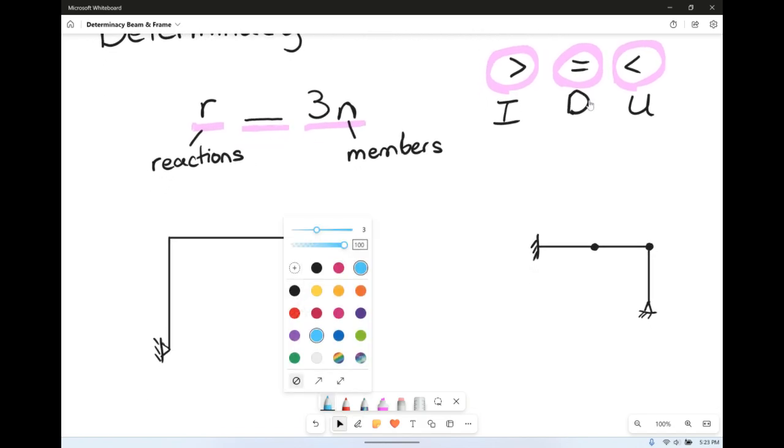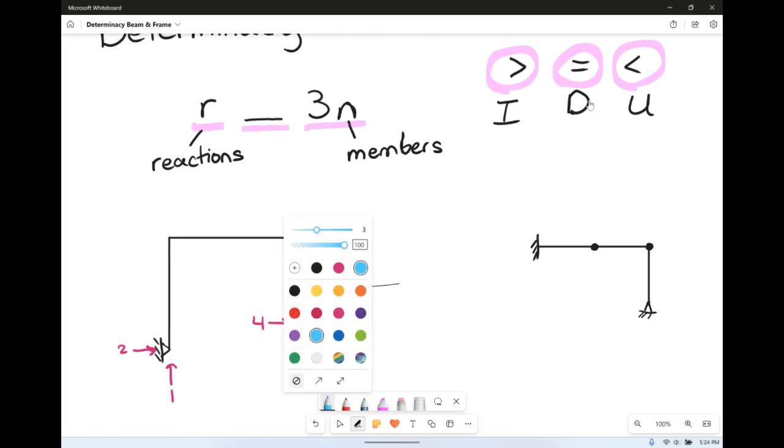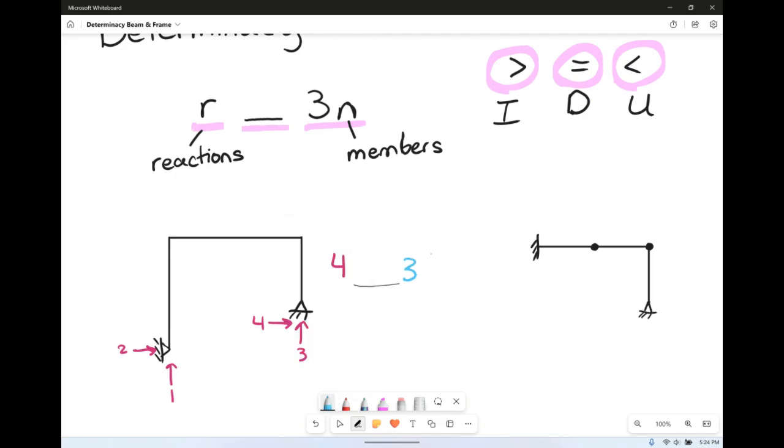So all we have to do is count the number of reactions and the number of members. For reactions at a pin, we have vertical and horizontal, so 1, 2. And at another pin, we have another vertical and another horizontal, so 3 and 4. So number of reactions, 4. And we want to know what this is compared to 3 times the number of members. So how many members do we have?